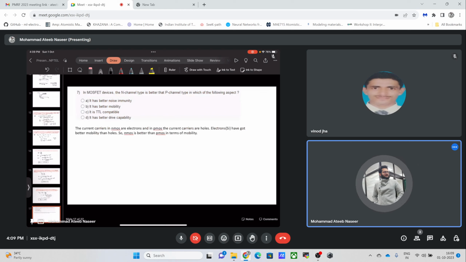Now let's move towards another problem, which is also related to this MOSFET device. You must have heard that in silicon we mostly use the n-type channel. So here we have also been asked to comment about this. We have been asked why the n channel MOSFET is better than the p channel type. The answer to this question is simple.